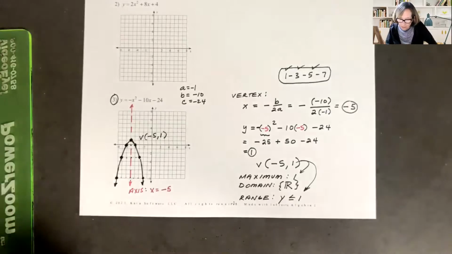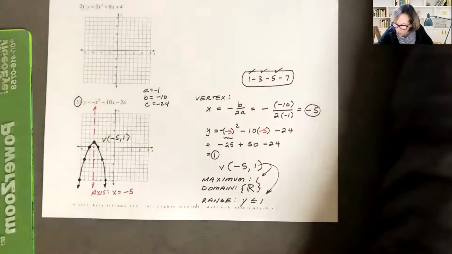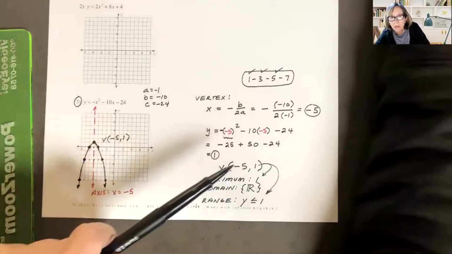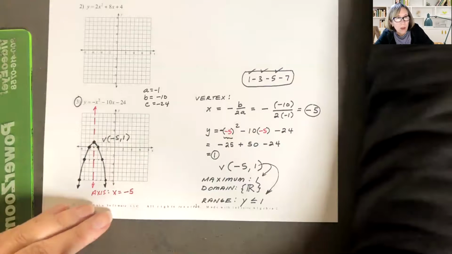Okay, so that's it. And I hope that some of these go well for you. Just be careful with your negative values. Put them in carefully, substitute them carefully, and make sure you follow the order of operations when you're simplifying.